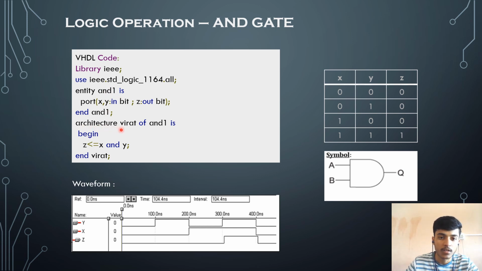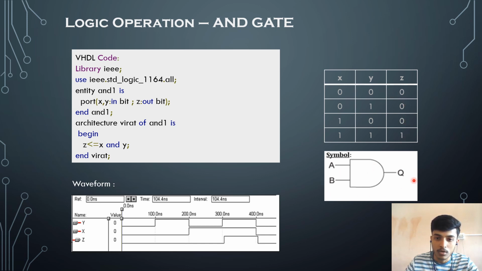Now the architecture is virat of AND. Whatever I have declared, I have to begin and end that architecture here. In the architecture, Z, which is the output, should be less than or equal to A and B. AND is basically a keyword inside VHDL that performs the AND operation. So I am assigning it directly. If both the inputs are 1, then only I get the output as 1, or else I get the output as 0.